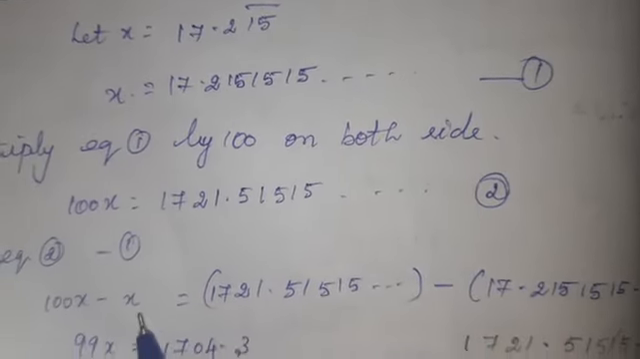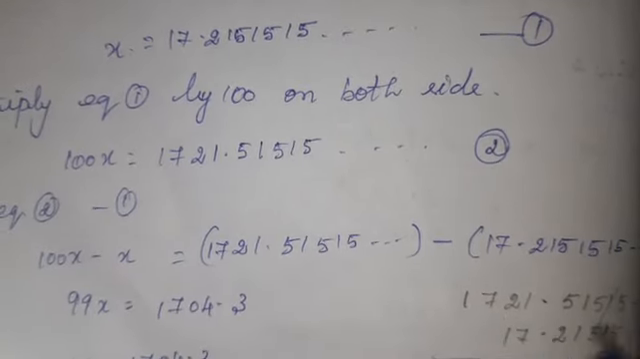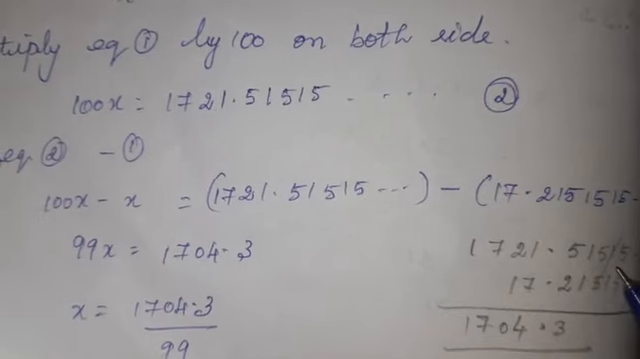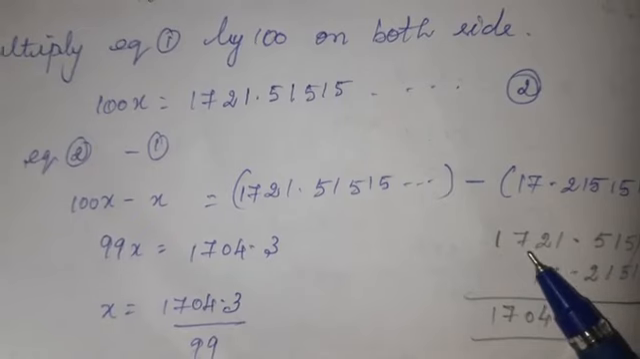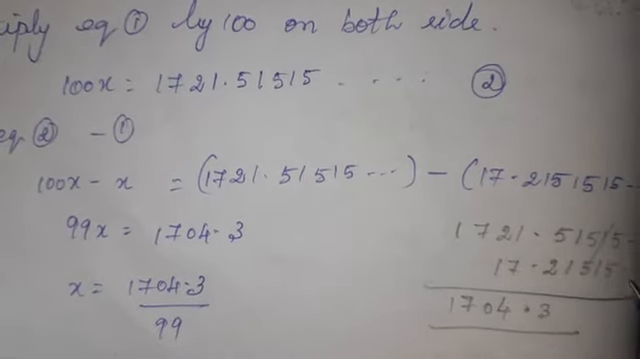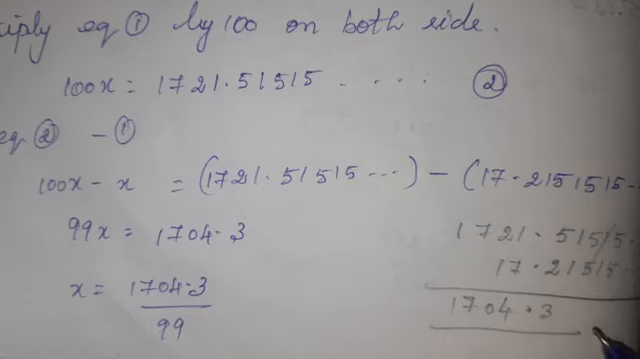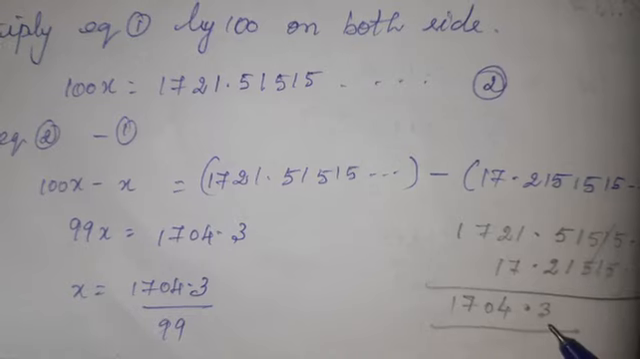100x minus 1x is 99x is equal to, here in the rough column I am done here, 1721.5151 etc. Next I am writing 17.21515 etc. Here when you see this, 1515 is common, here also 1515. When you cancel, you will get 0. Next, 5 minus 2 is 3.